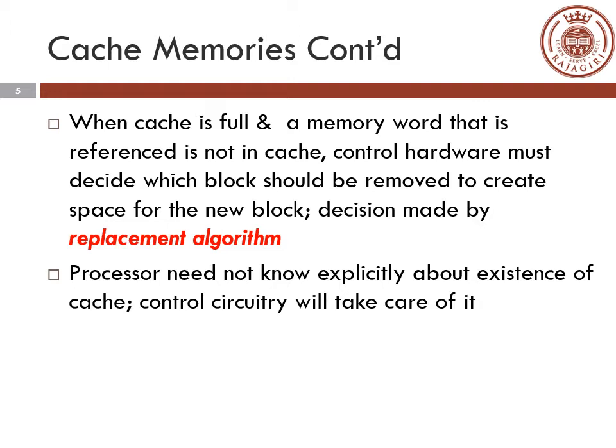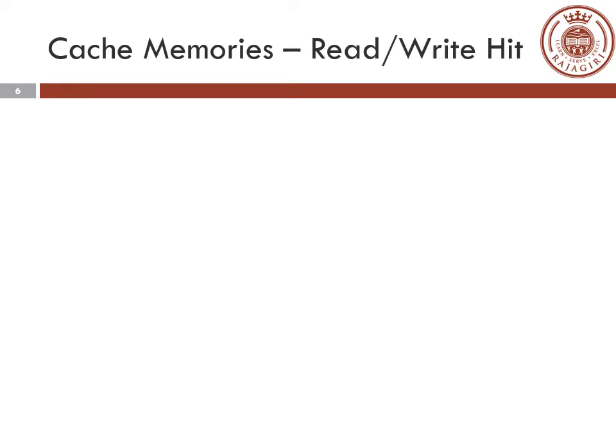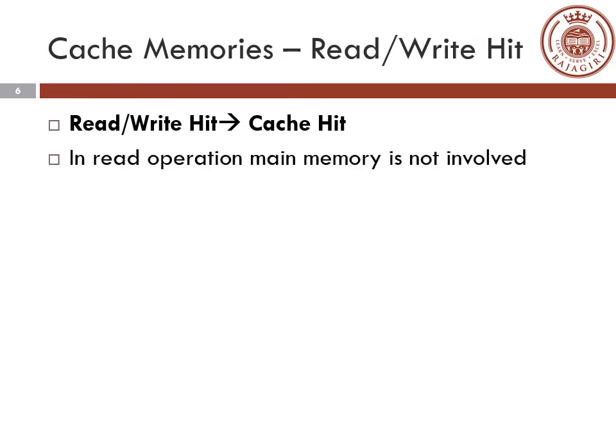So as I said earlier, the processor need not know about the existence of the cache. What the processor sees is that it is going to access the data from the main memory, but internally there is a cache memory. So the control circuitry will take care of all this operation. Now we will see the read-write protocols used in the cache memory.